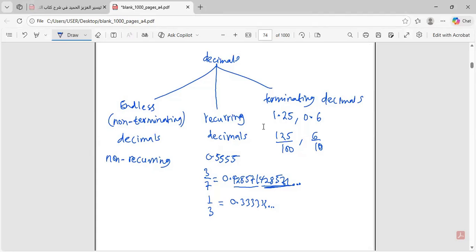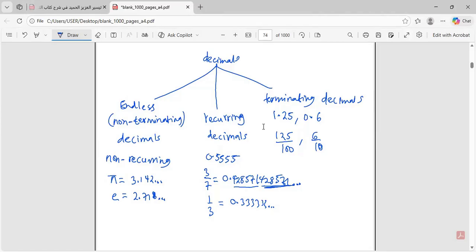So examples are pi and also exponential. The value of pi, 3.142, is endless. Also 2.718 is endless. And these numbers do not recur in a regular pattern. So they are random numbers after this.